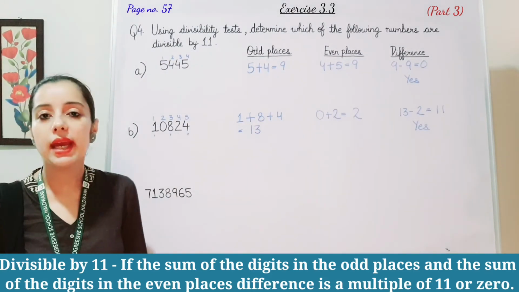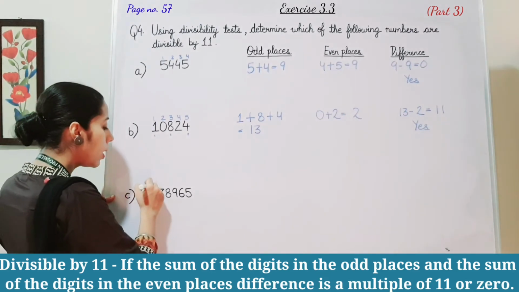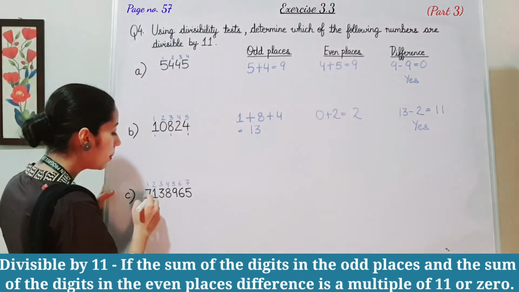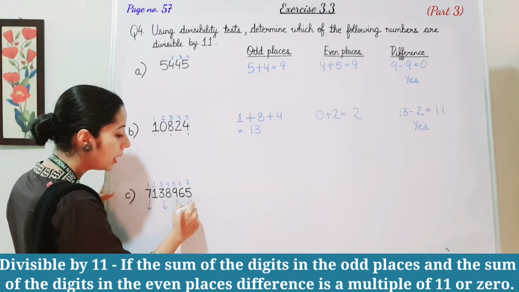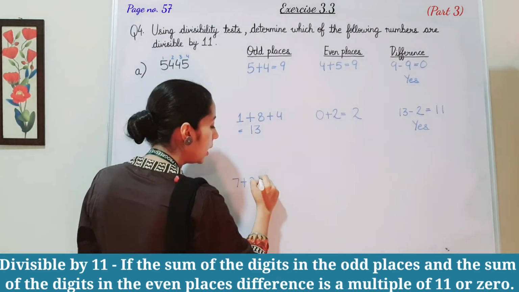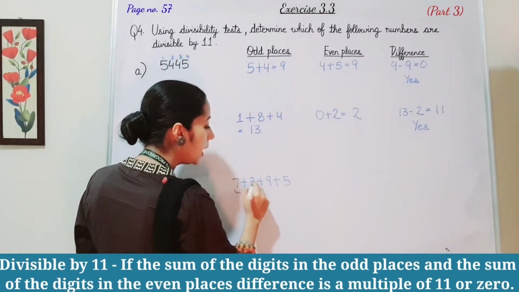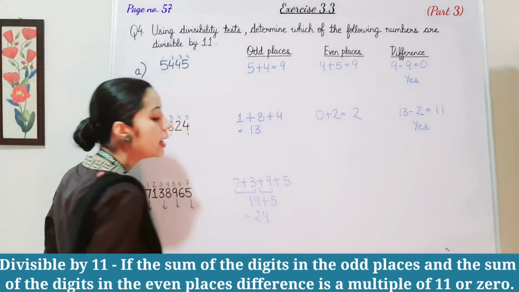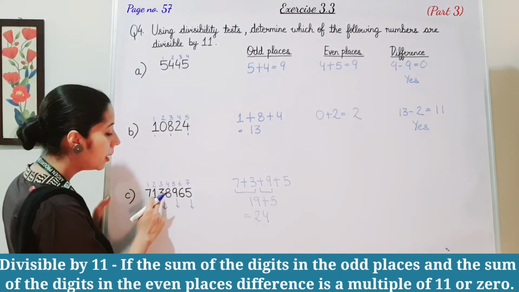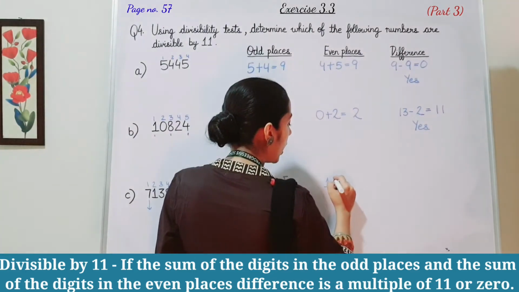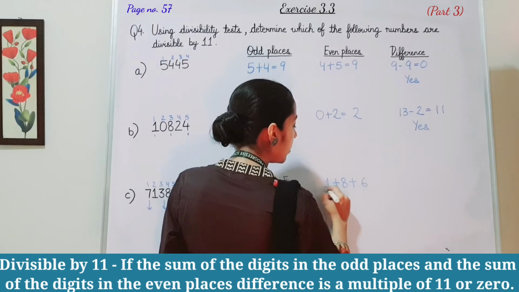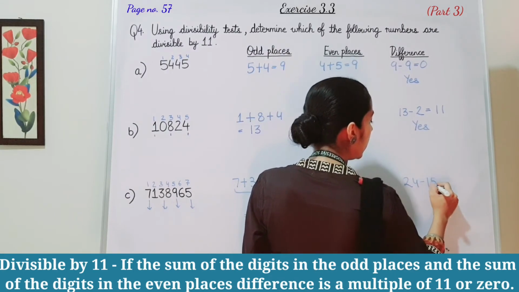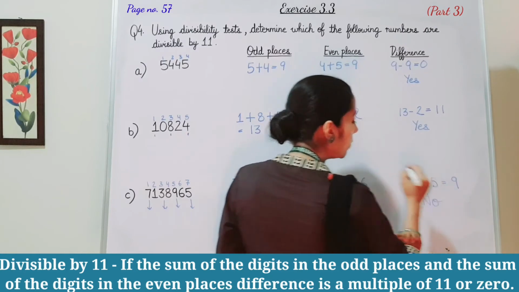C part 7138965. So write the places here. 1, 2, 3, 4, 5, 6, 7. Sum of odd places. Odd places will be 7, 3, 9, 5. 7 plus 3, 10. 10 plus 9, 19. 19 plus 5, that is 24. Now sum of even places. Even places are 1 plus 8 plus 6. So add 1 plus 8 plus 6. 8 plus 1, 9. 9 plus 6, 15. Find out the difference. 24 minus 15. That is 9. So it is not divisible by 11.